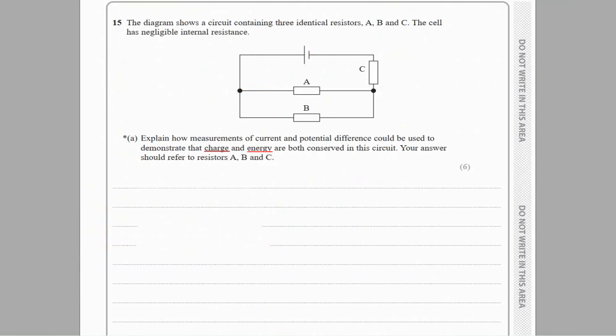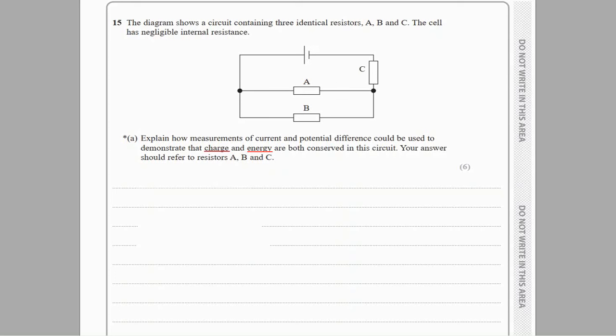Question 15 says, the diagram shows a circuit containing three identical resistors A, B and C. The cell has negligible internal resistance. Explain how measurements of current and potential difference could be used to demonstrate that charge and energy are both conserved in this circuit. Your answer should refer to resistors A, B and C. So you can clearly see I have underlined the two terms, charge and energy, and that's because you don't have to talk about either charge or energy. Well, you do, but not directly.